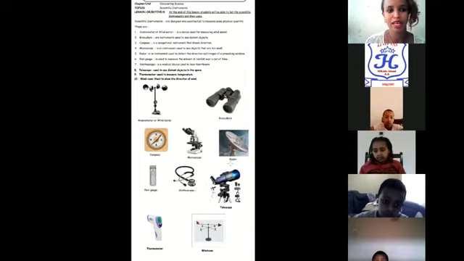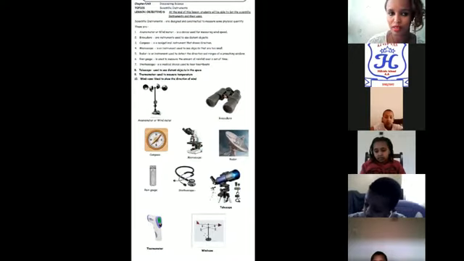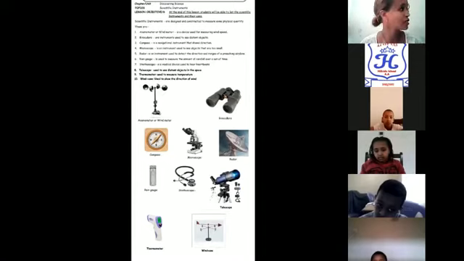And the ninth one is thermometer. Thermometer is an instrument that measures the temperature of a body. And the tenth one is wind vane, used to show the direction of a wind. So this is all your today's lesson.